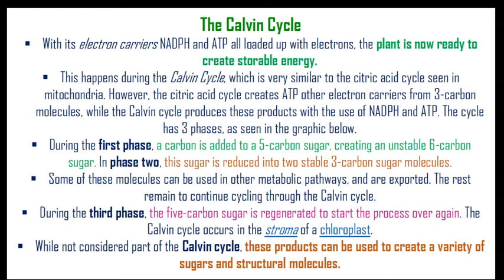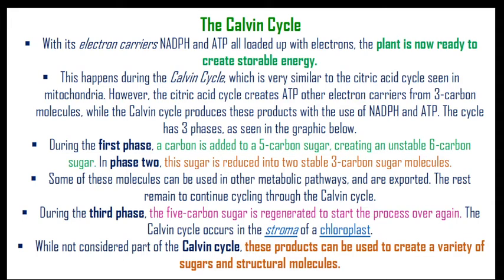Means that all unstable 6 carbon containing sugar is again reduced or split into 2 stable 3 carbon containing sugar molecules. Some of these molecules can be used in other metabolic pathways and are exported for that purpose. Means these 3 carbon containing stable sugar molecules are carried forward for many more metabolic pathways. At that time, the rest remain to continue cycling through the Calvin cycle.